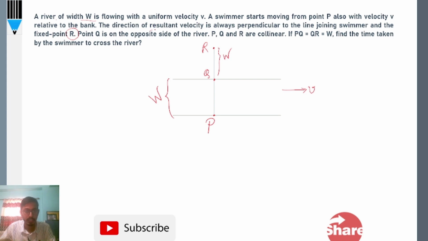Additional information given is that the resultant velocity is always perpendicular to the line joining R and the swimmer. So what will be the direction of the resultant velocity? It is perpendicular to the line joining the swimmer and the point R. Now I'll give you a hint here.